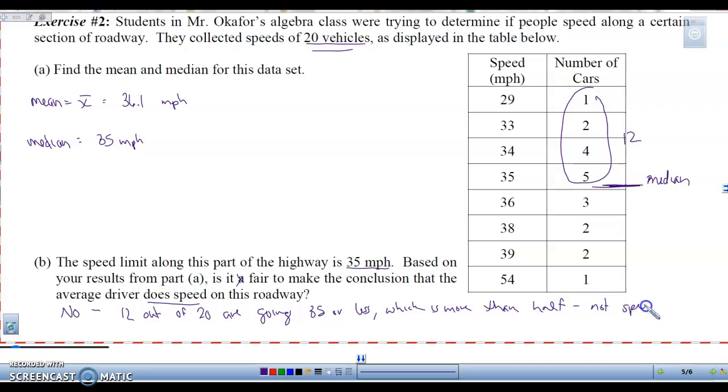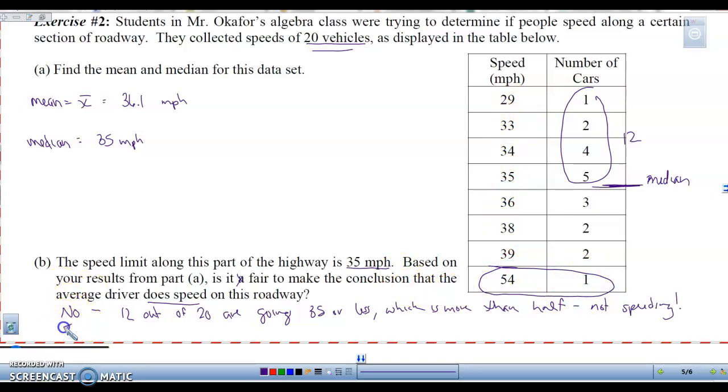All right, now how come then the mean, 36.1, looks like they are speeding? That is the problem with the average, because it is made up of all the numbers added together. What would make the mean be more than the speed limit? Well, let's take a look at the numbers here. These are all kind of close together except for this one right here.